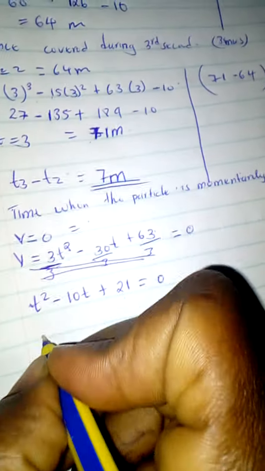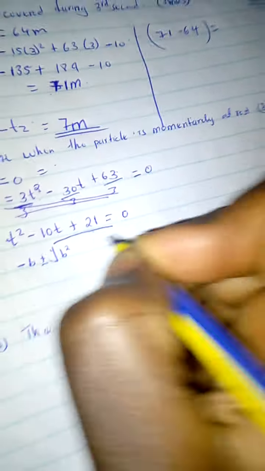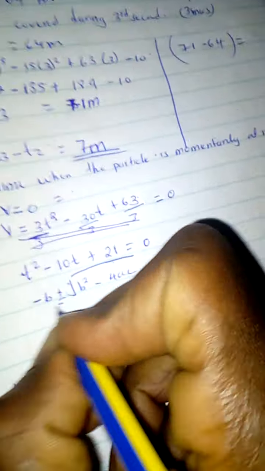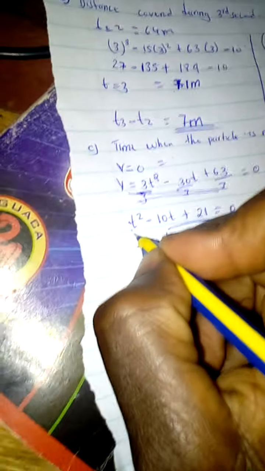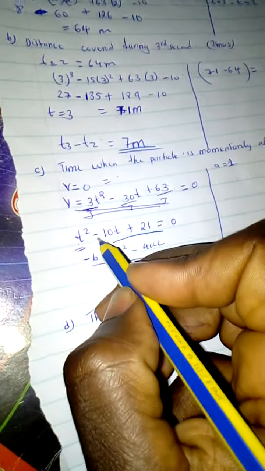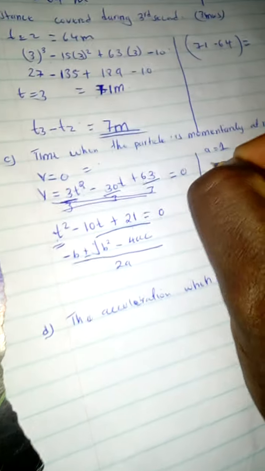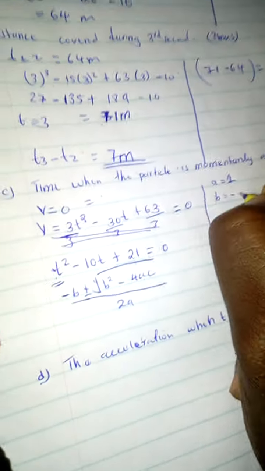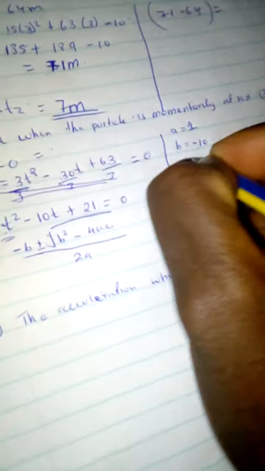I use the quadratic formula, that is minus b plus or minus the root of b squared minus 4ac, over 2a. Look at the values here. a is always the coefficient of t squared, which is 1. So a is equal to 1. Then b is the coefficient of t, which is negative 10. So b is equal to negative 10. Then c is the constant, which is 21.